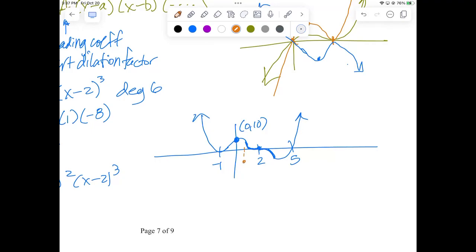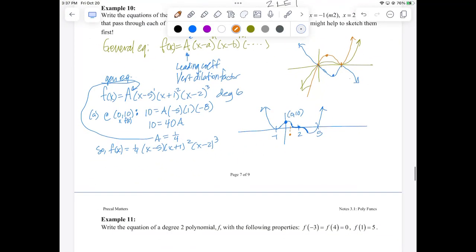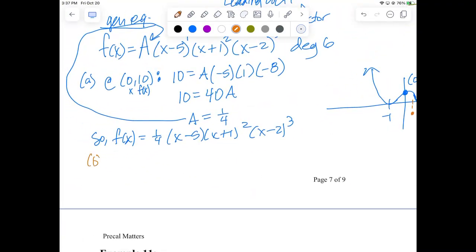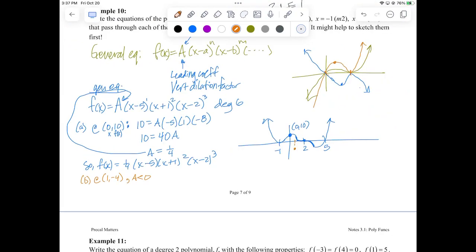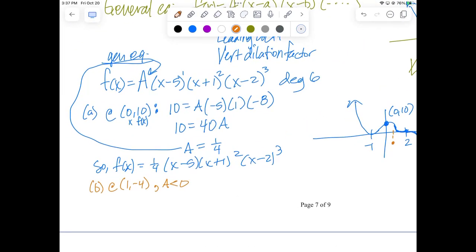If I want to force it through negative 4, I'm going to have to take those positive y values and make them negative. So I know for part B, if I'm going to pass it through the point 1, negative 4, my a value is going to be some negative number. That's the only way to get it to reflect. But anyway, I take the same general form, which is up here, and now I plug in a 1 for x instead of a 0, and I plug in a negative 4 for f of x.